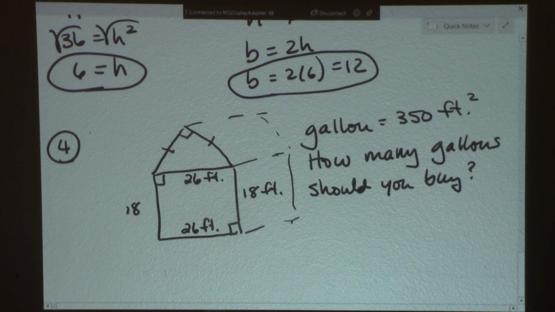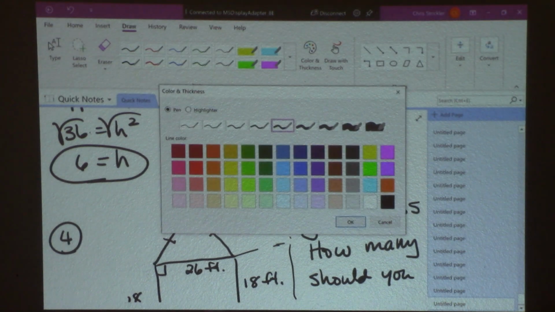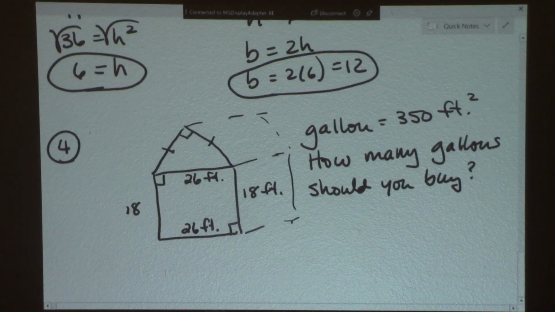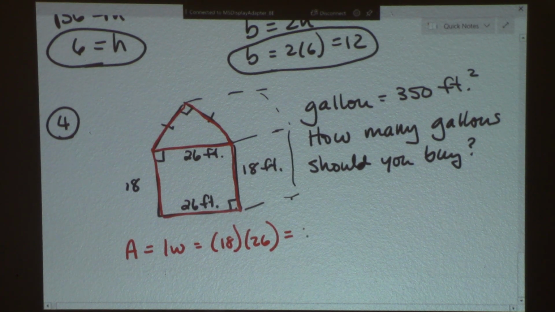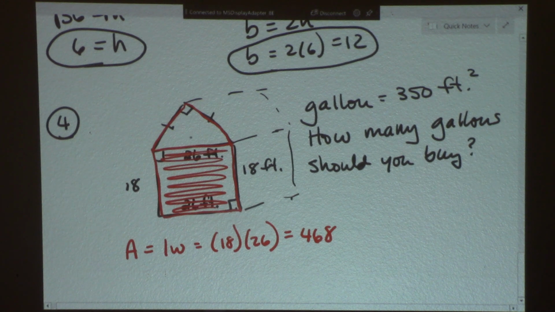All right. So I'm going to change colors. Let's go to red. Red barn. That sounds like fun. All right. So I'm going to have 2 pieces to find the area of the side of my barn. So the first one is a rectangle. And that is 18 times 26, which is, let's see, 468. Okay, so I have this taken care of. Now I just covered over that.